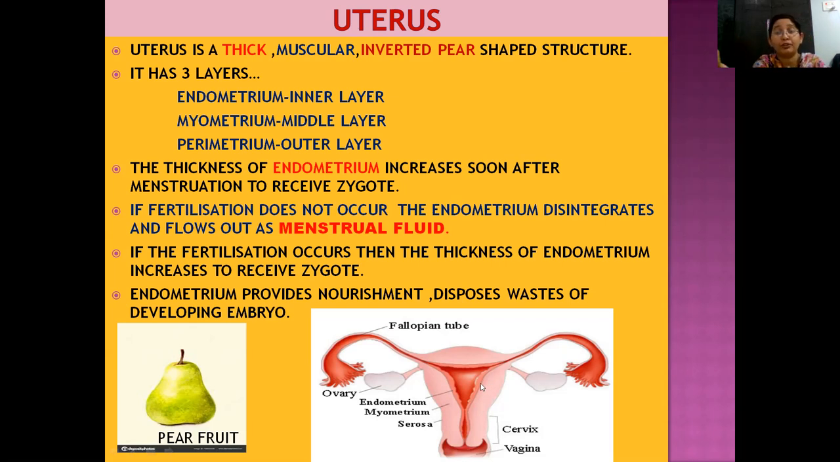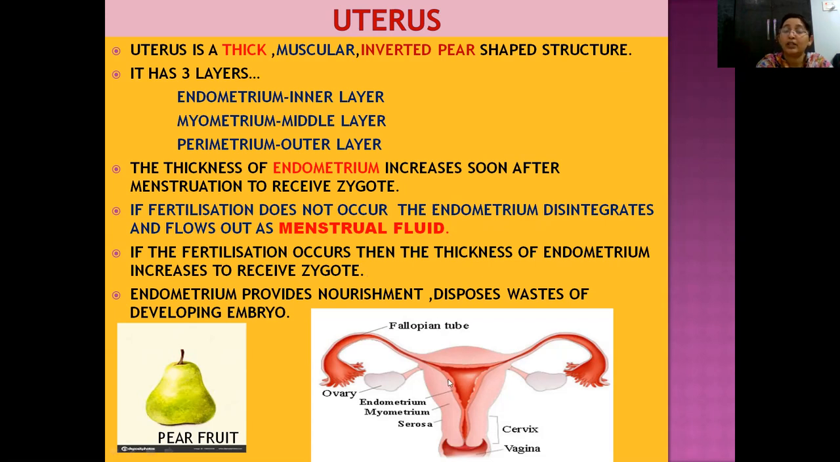Okay, for example, if the zygote is not formed, then what happens? The ovum will get disintegrated, and all these endometrium layers will get disintegrated and come out of the body of the female, which is called menstruation. Okay, so here, see children, if fertilization does not occur, then the endometrium disintegrates and flows out as menstrual fluid. And if fertilization occurs, then the thickness of the endometrium increases to receive the zygote.